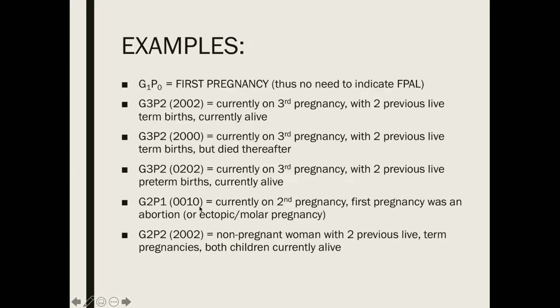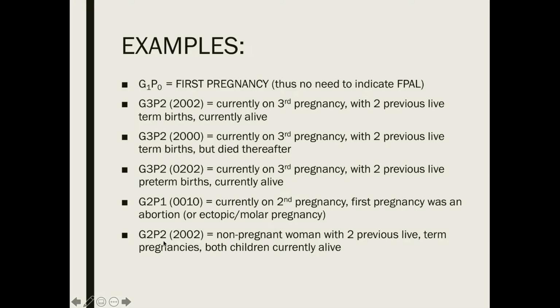Okay, so the next example, we have G2P10010. Okay, so 0 here will mean that she has no previous full-term delivery, no previous preterm delivery, one abortion or one ectopic or one molar pregnancy, and no living children. So G2P10010 would mean that the patient is currently on her second pregnancy and her first pregnancy was an abortion, or as I've said, it could be ectopic or a molar pregnancy.